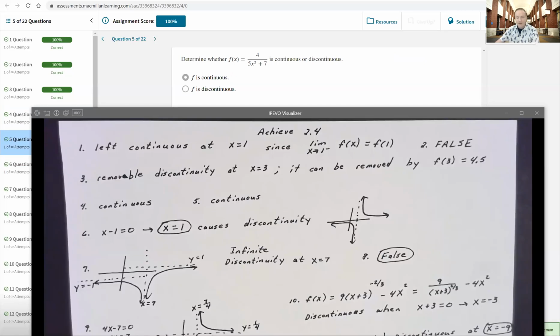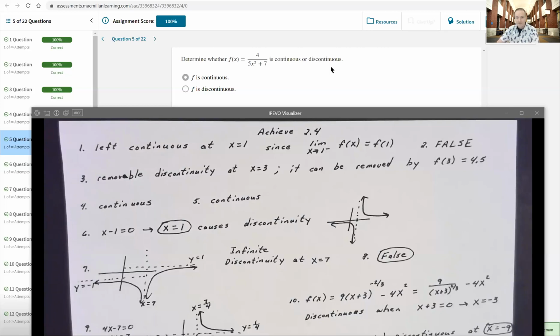For the next one here, let me make sure that that doesn't disappear. Here we go. So now for number 5, it says determine whether 4 over 5x squared plus 7x is continuous. Okay, the numerator is a constant function. That's continuous. The denominator is a quadratic function.